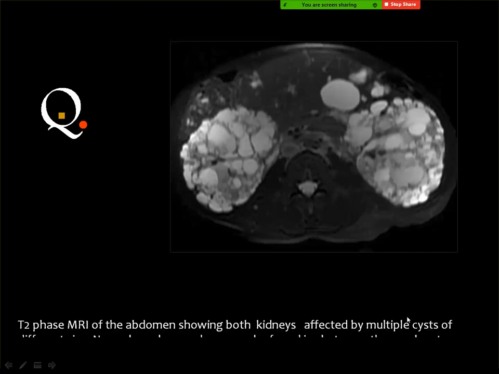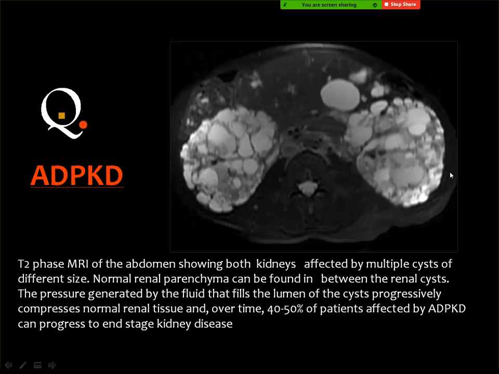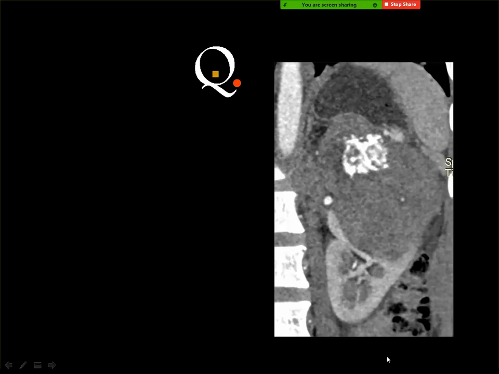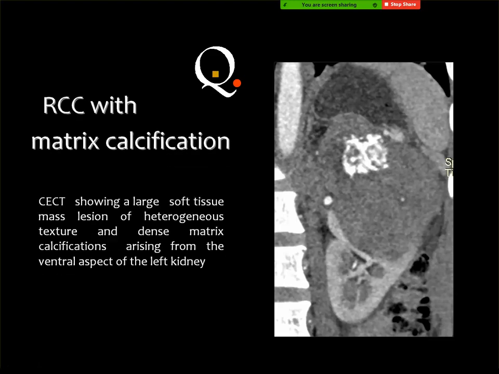Polycystic kidney disease. Yes, this is polycystic kidney disease. There are some cysts also in the apparent part of the liver as well. RCC, renal cell carcinoma. Yes, and this is renal cell carcinoma with calcium. And you remember that I have mentioned that renal cell carcinoma, bronchogenic carcinoma, hepatocellular carcinoma can show matrix calcification.